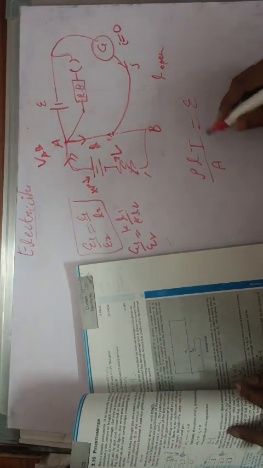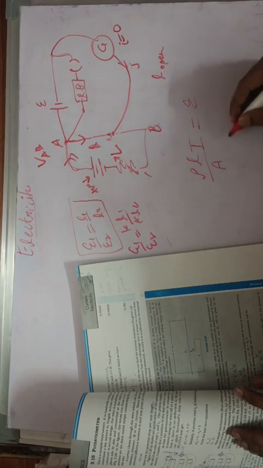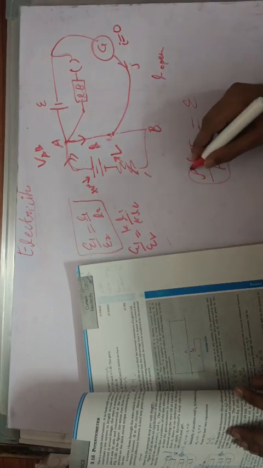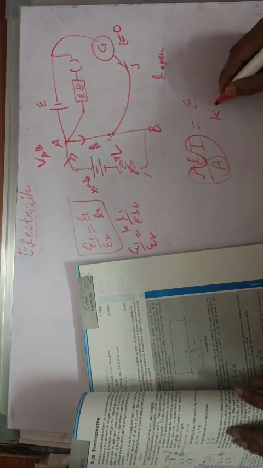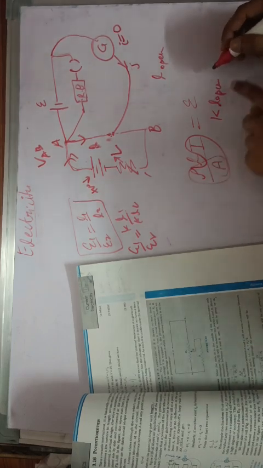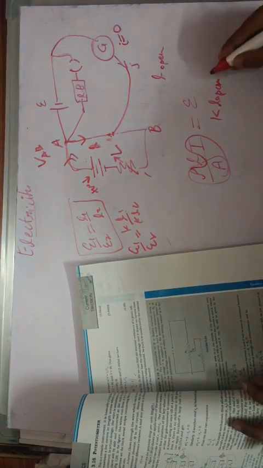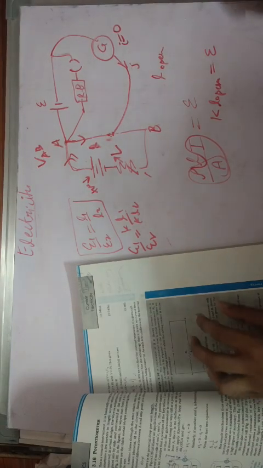And now next thing is, this whole part we can call as constant K, and into L open. This L can be called as L open because the switch is open in this case, and this is equal to EMF of the cell.